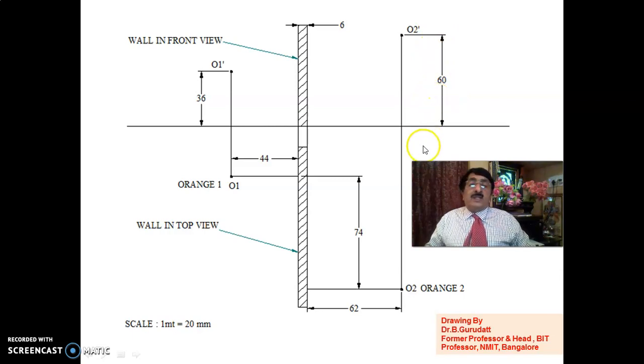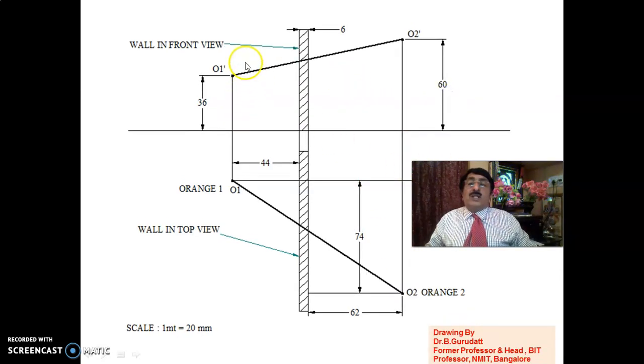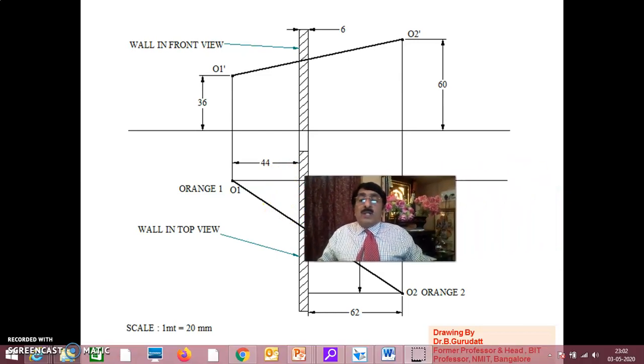Now what they have asked is, once you have done all this, what is the distance between the two oranges, between O1 and O2? Once located in the front view and top view, the best way is to join the front view and join the top view: O1 dash O2 dash, O1 O2. Since the front view is inclined to HP and the top view is inclined to VP, it is neither parallel to HP nor parallel to VP. Unless you rotate, you won't get the true length.